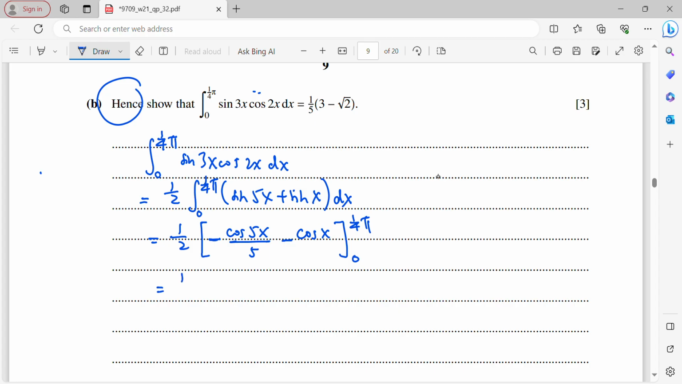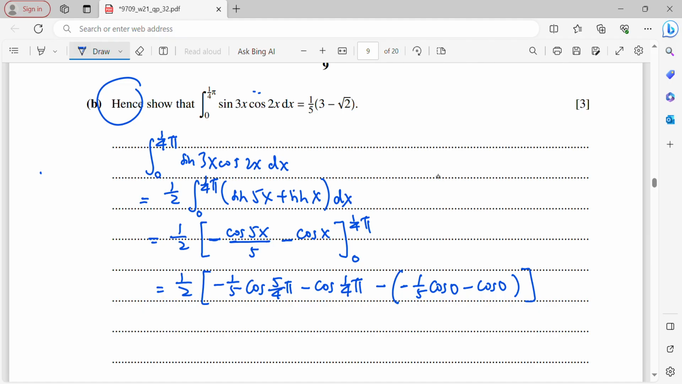And then now, just need to replace the x by 1 over 4 pi first. So I'll get negative 1 over 5, I take out the over 5, then cos of 5 times 1 over 4 pi is going to be 5 over 4 pi. Then minus cos x is pi over 4. Then you minus when the x is 0. So remember, cos 0 is not 0. Cos 0 is 1. So you cannot ignore it. Therefore, minus 1 over 5 cos 0, then minus cos 0.